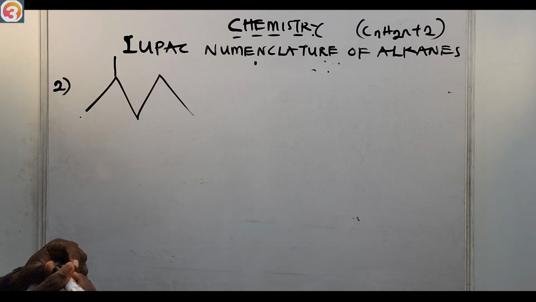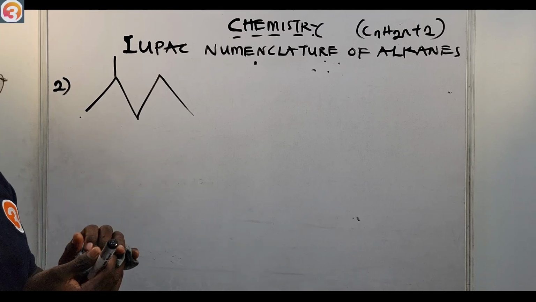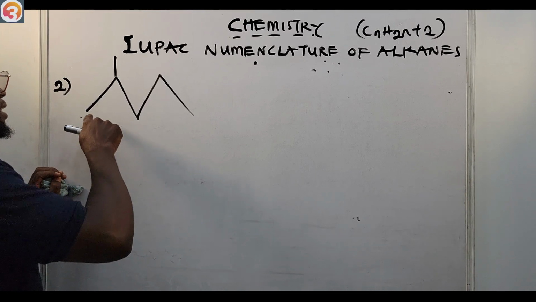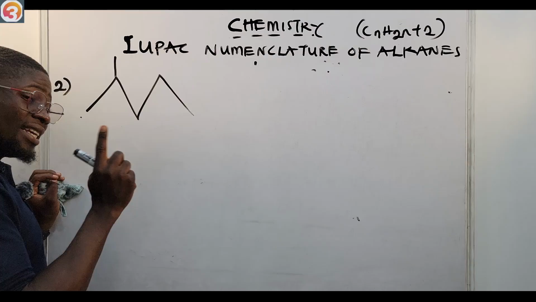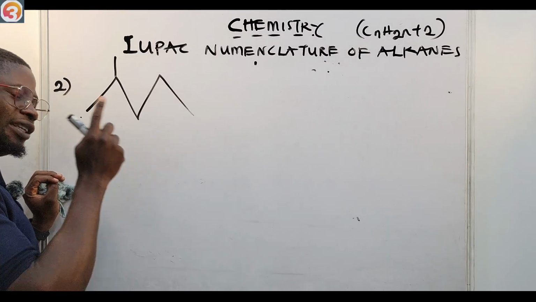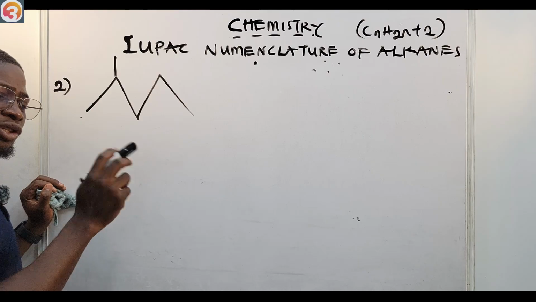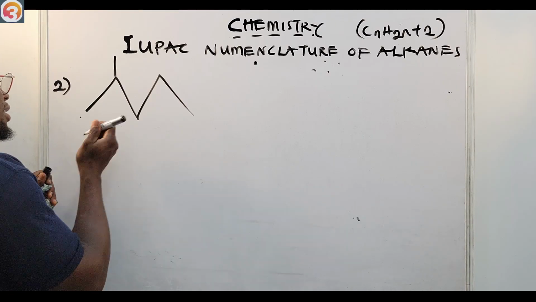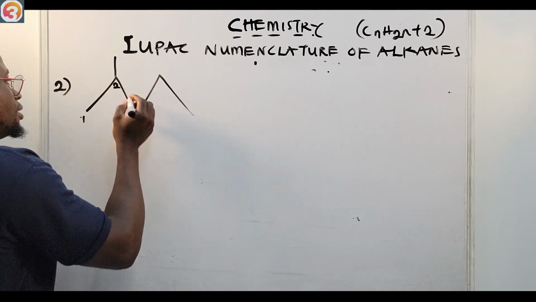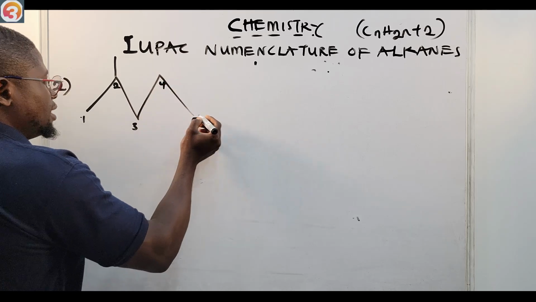So now this is the stick form. It's also very, very easy. The first step we're still going to do is identify the number of carbon atoms in the parent chain, or the longest continuous chain of carbon atoms. So this is 1, 2, 3, 4, 5.